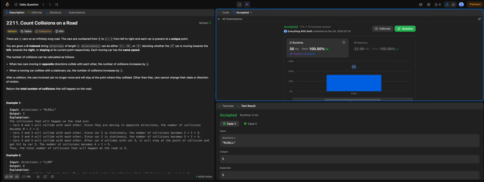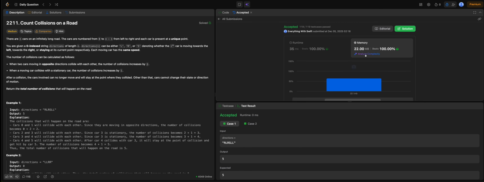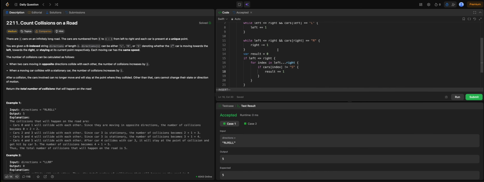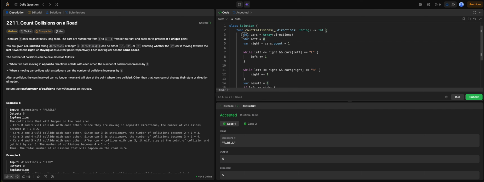I think for this one, the time complexity will be O of n, the space complexity will be O of n also. But I think I can do better performance in here by making the space complexity O of 1.